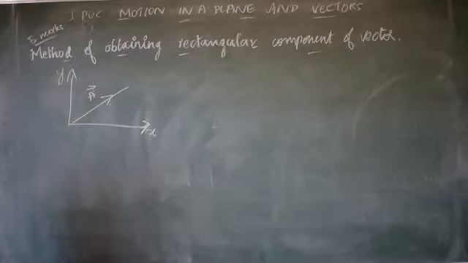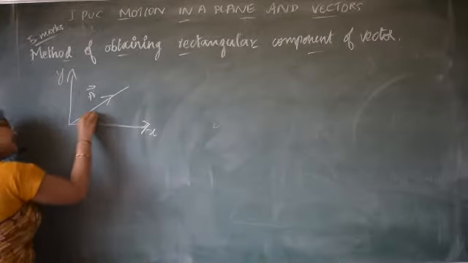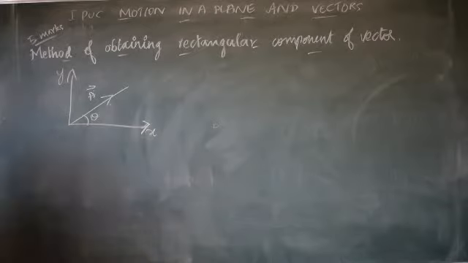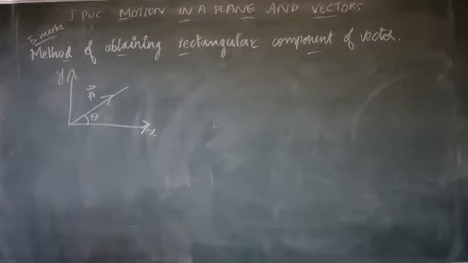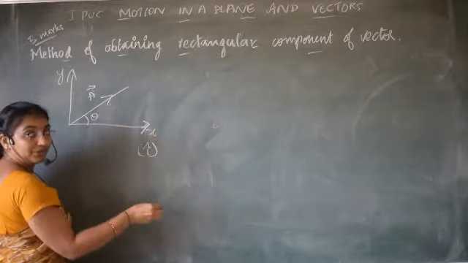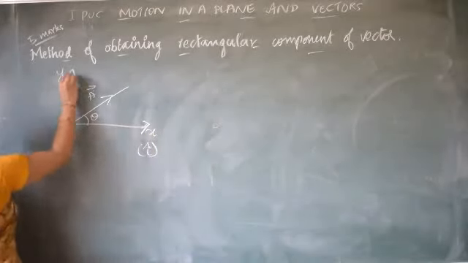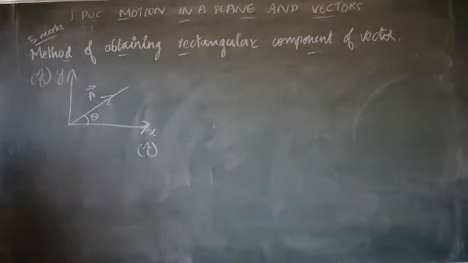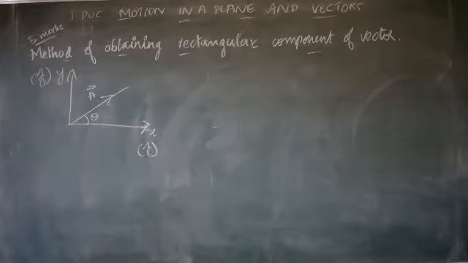Correct? Let theta be the angle made by the vector A with the x-axis. With i cap and j cap be the unit vectors along the x-axis and y-axis. You know that we said the unit vector of the x-axis is i cap, the unit vector of the y-axis is j cap, correct?